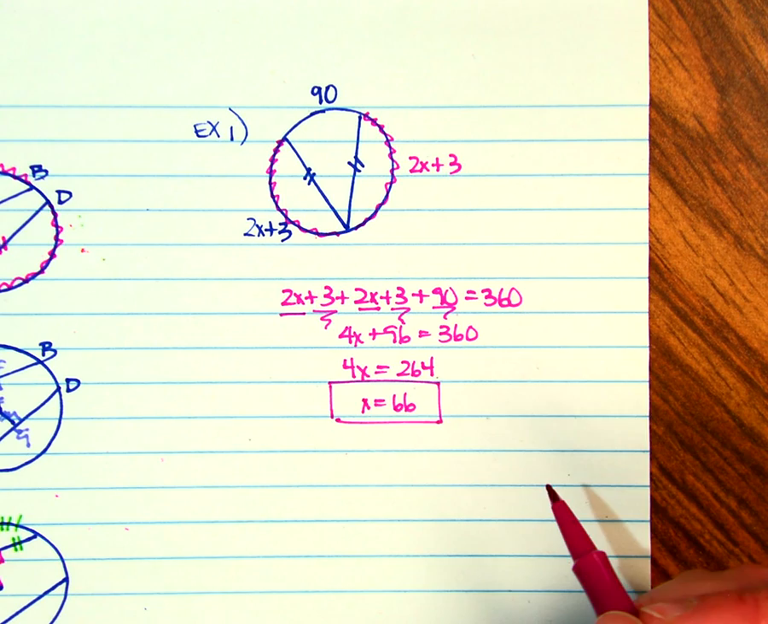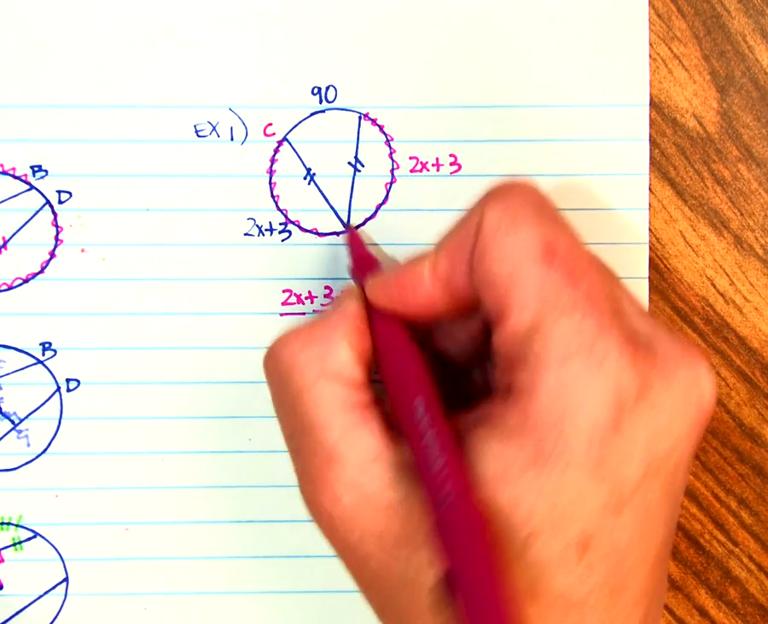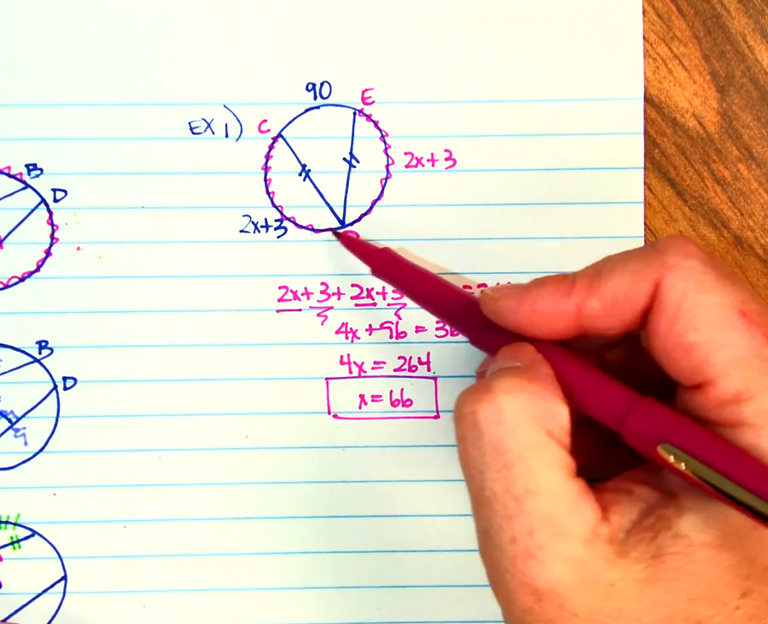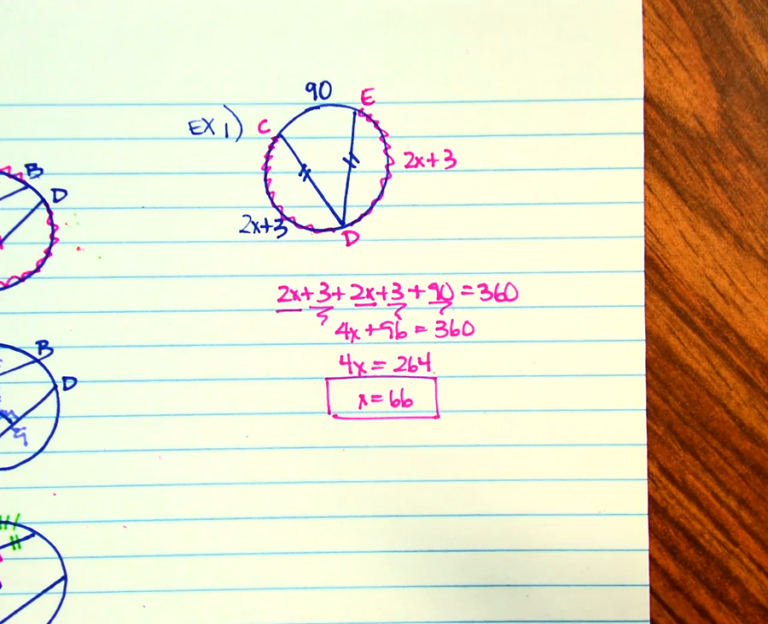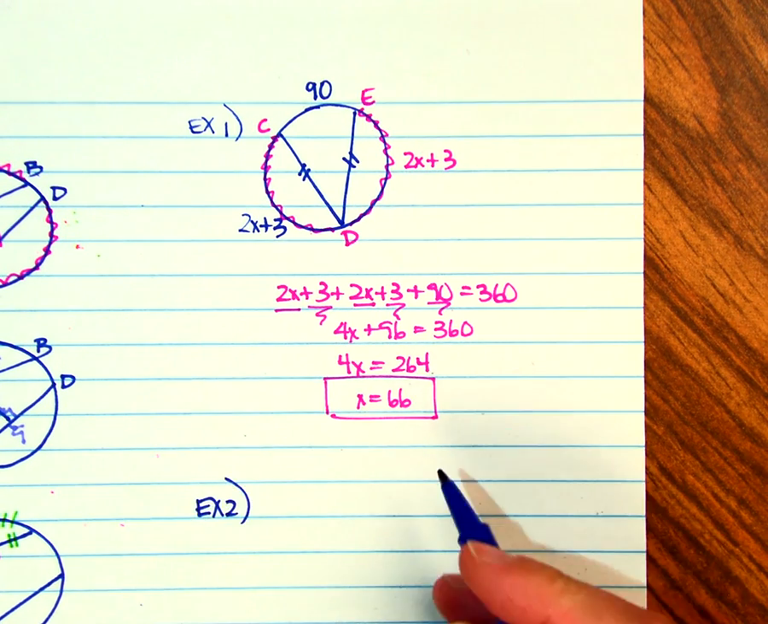Okay, so if you were just solving for x, or be careful, because sometimes you are being asked to find the arc measure. So just make sure that you are following along with what is being asked. Let's go ahead and do Example 2.